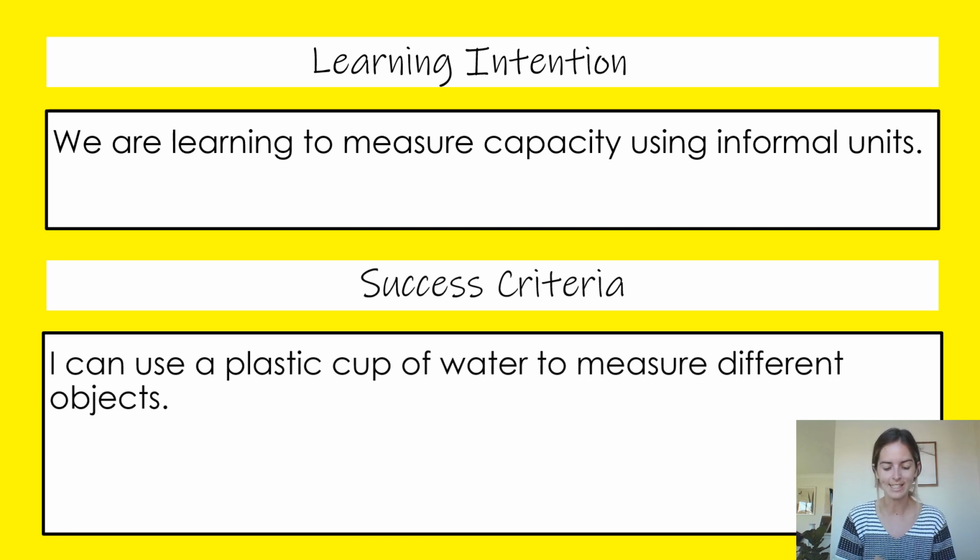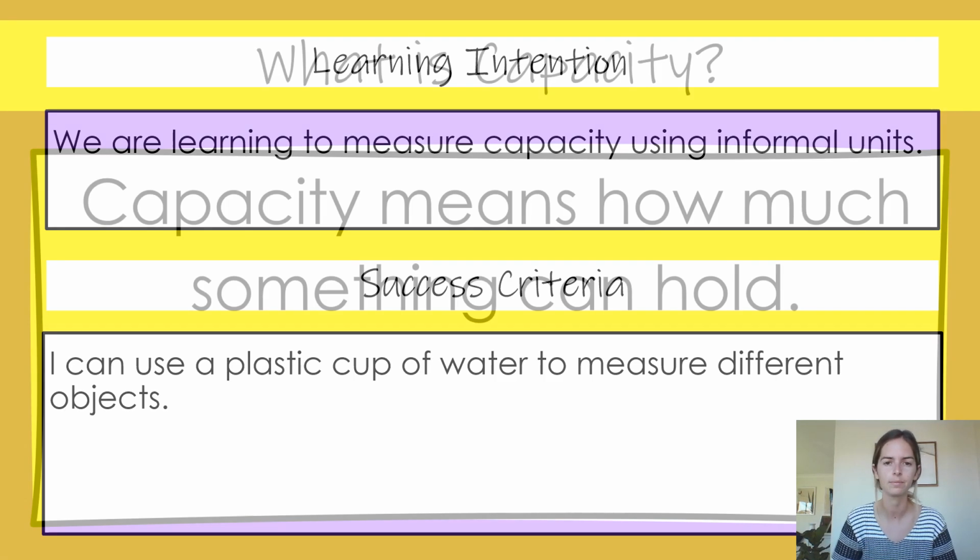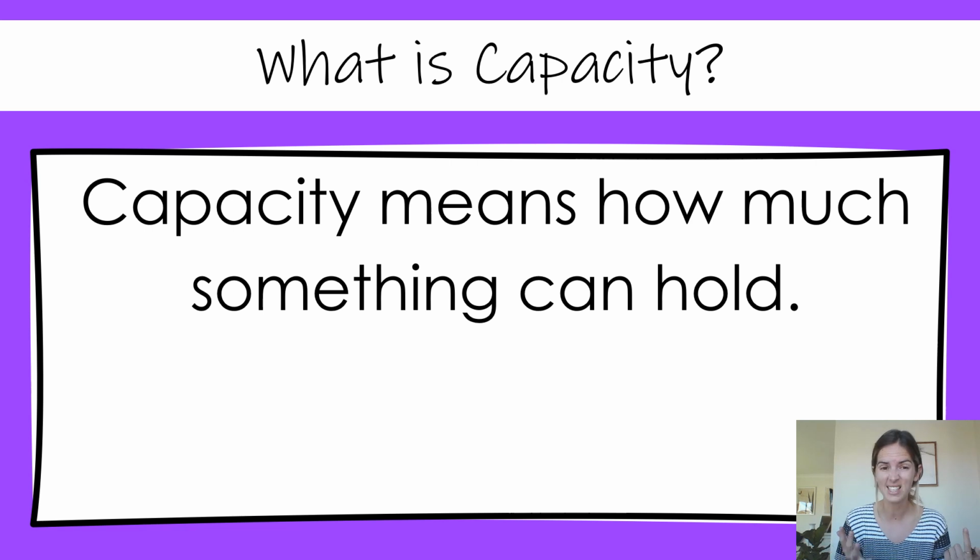Okay, boys and girls, let's get started. Our learning intention today is that we are learning to measure capacity using informal units. Our success criteria is that I can use a plastic cup of water to measure different objects. So let's see what this might look like today. What is capacity? We know that capacity means how much something can hold.